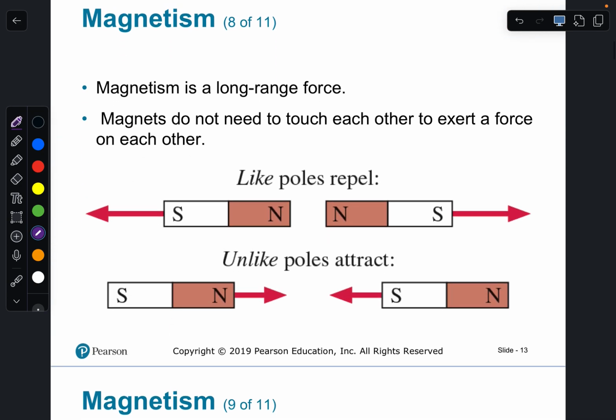More similarities. The magnetic force is a long-range force, just like the electric force, right? In order for charged particles to feel a force from one another, they don't need to be touching. You can have a charged particle here at 0 centimeters, and another here at 5 centimeters, and they'll feel a force of attraction or repulsion. The same thing goes for magnetic objects. They don't need to touch each other to exert a force.